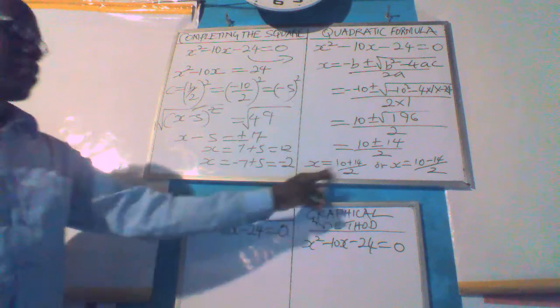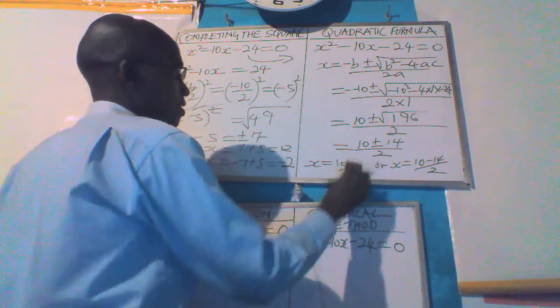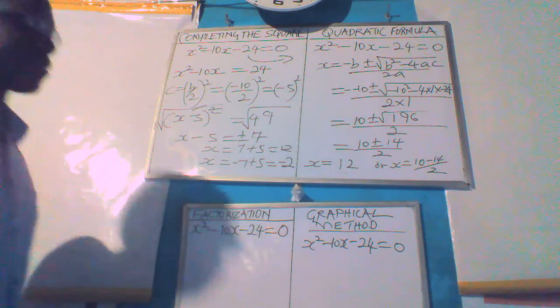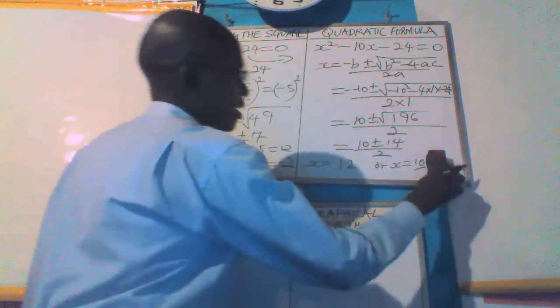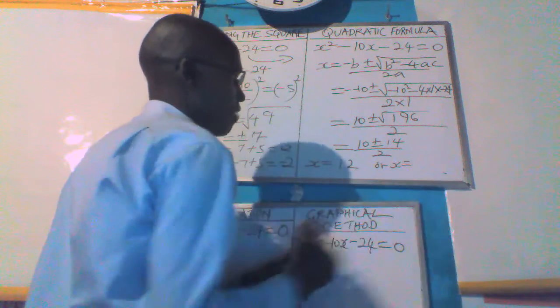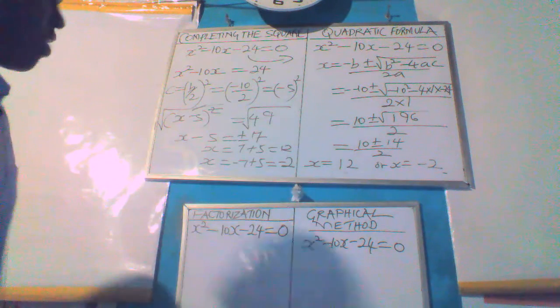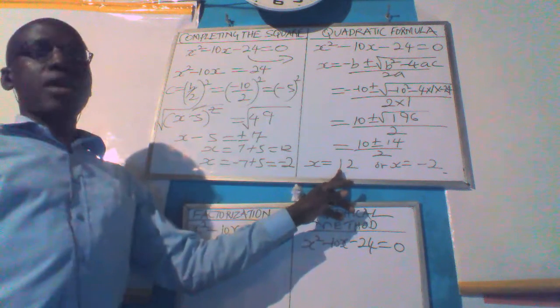What is 10 plus 14 over 2? That is 24 over 2, which is 12. So the first value for x is going to be 12. And what is 10 minus 14 over 2? 10 minus 14 is minus 4 over 2. That gives us minus 2. And therefore, we get x is minus 2. And as you can see, the answer is the same whether you are using the method of completing the square or the method of quadratic formula.